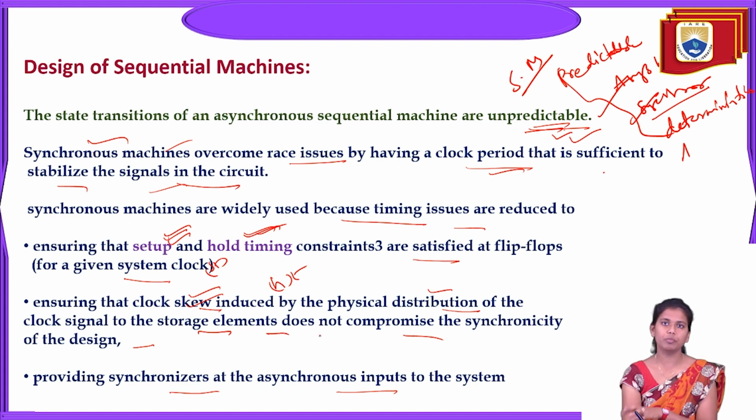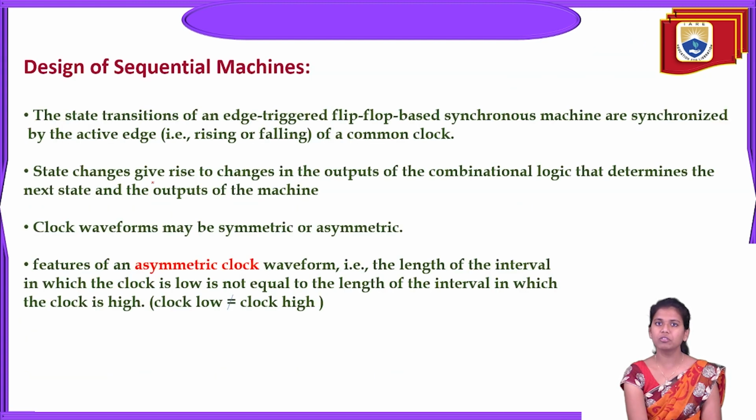That can also be resolved using sequential machines, using the clock signals. As I said, the race conditions can also be resolved. They can be overcome with the help of synchronous machines. So compared to synchronous and asynchronous machines, most probably the synchronous machines are preferred first.